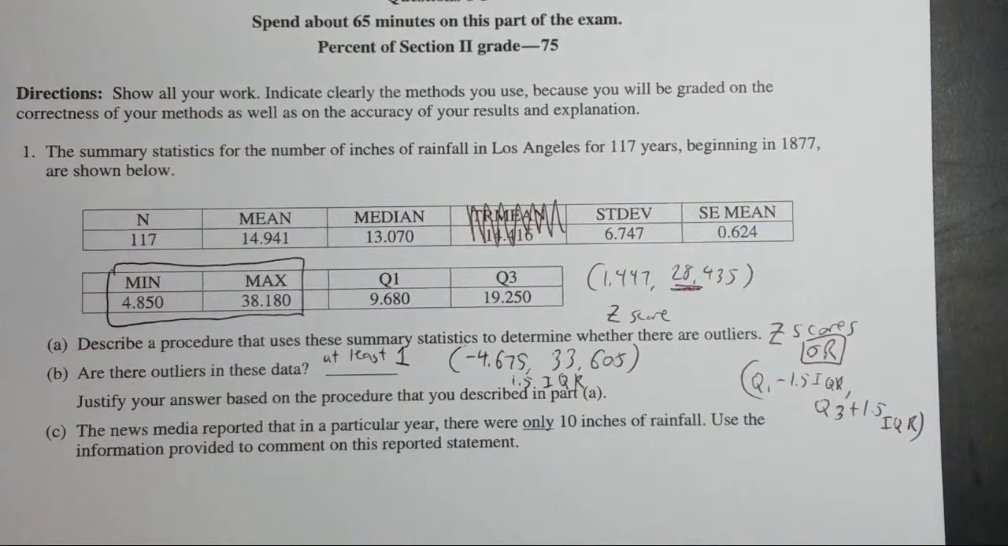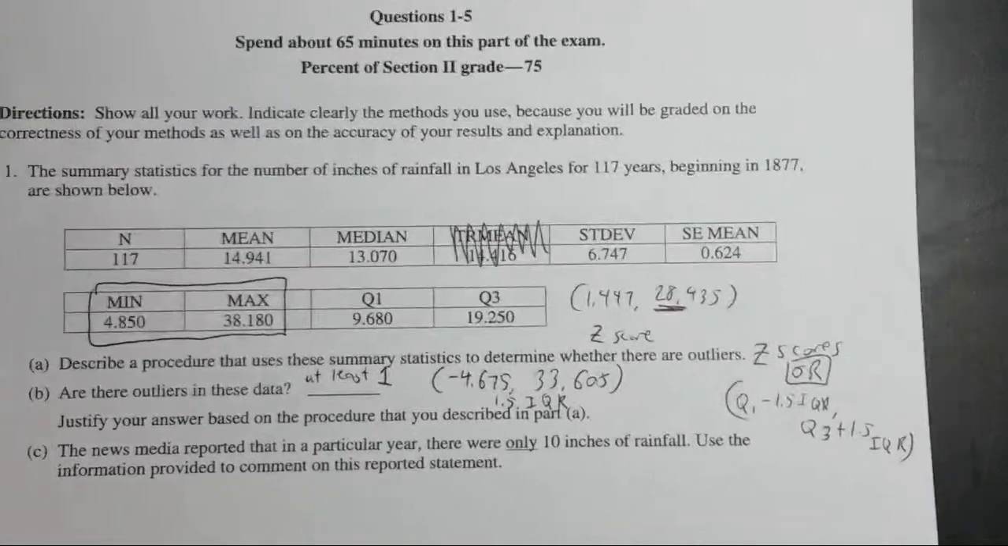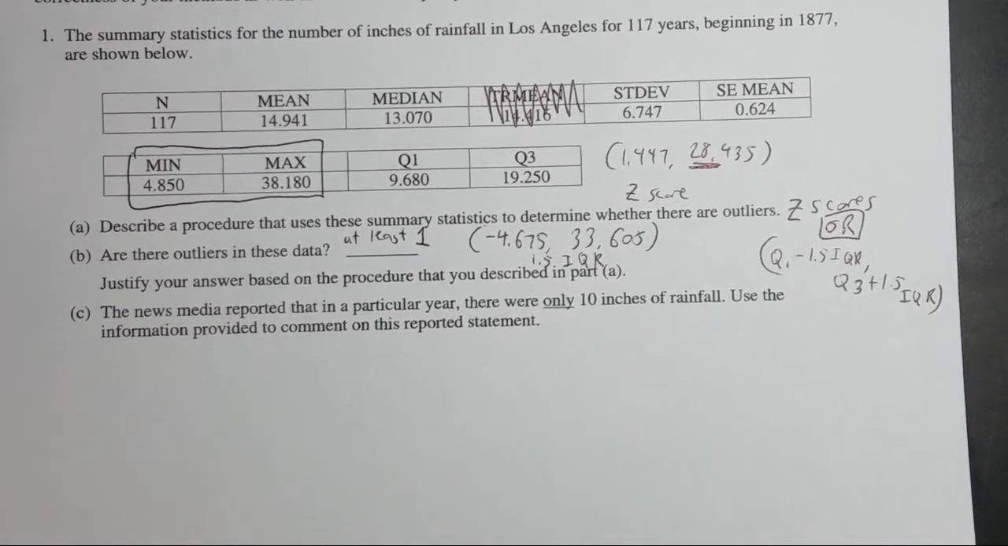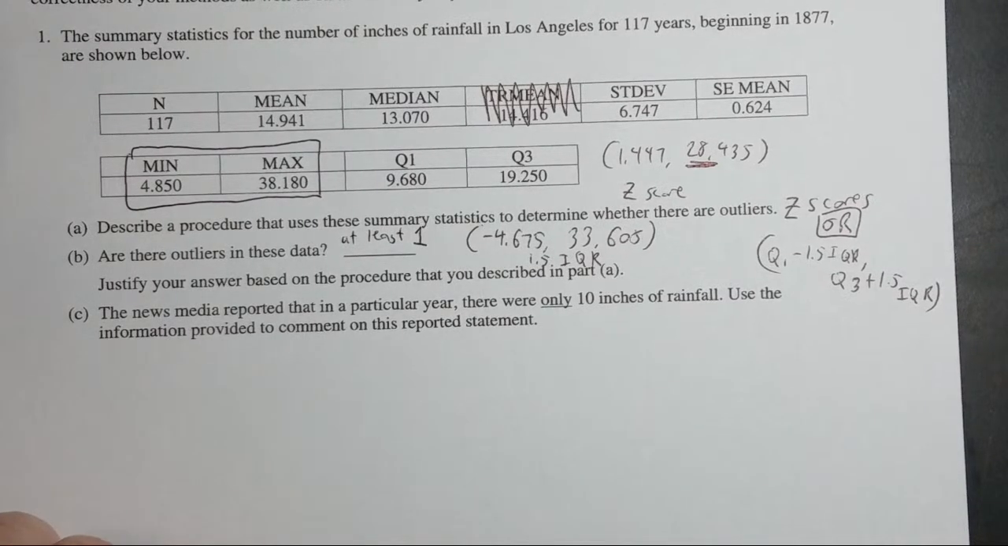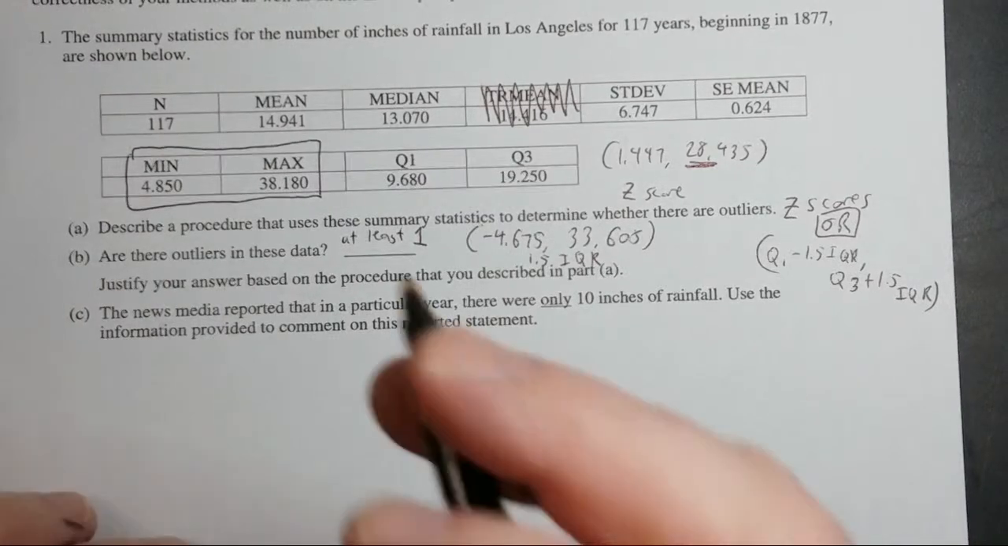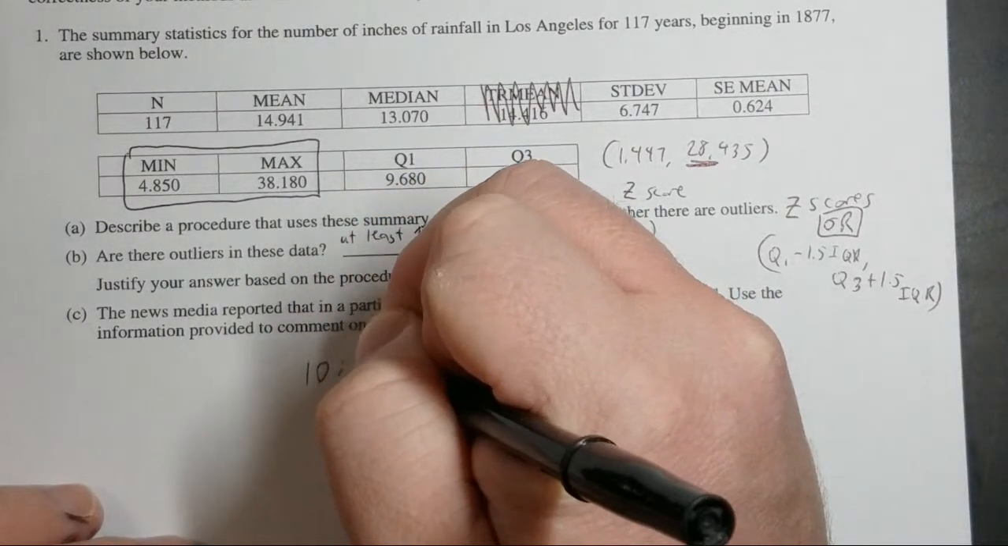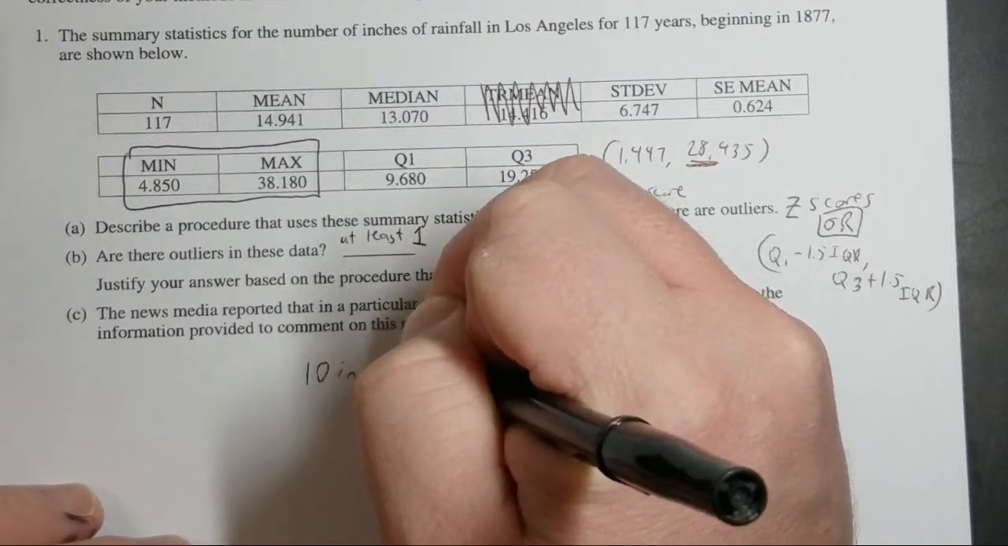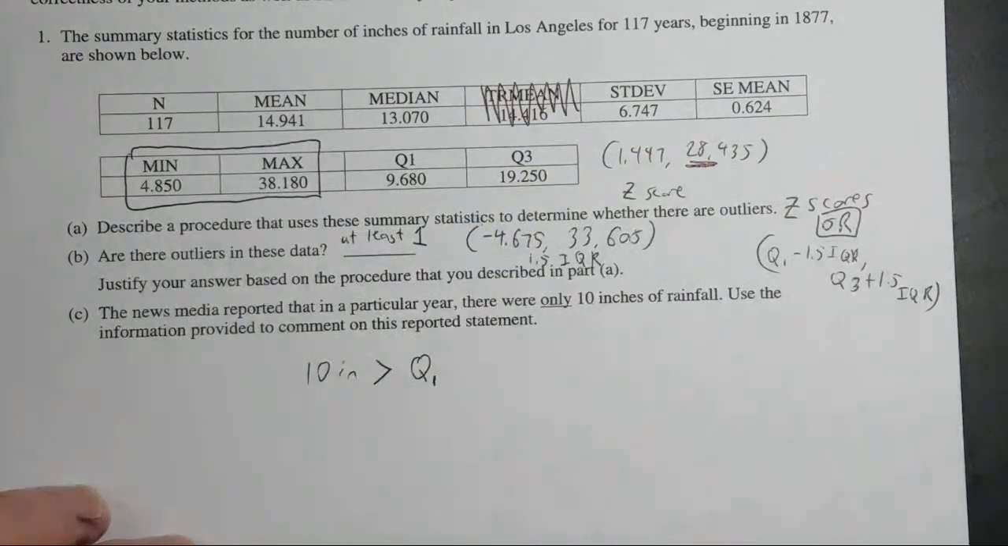Part C. The news media reported that in a particular year there were only 10 inches of rainfall. Use the information provided to comment on the reported statement. I'm just going to walk you through this one because I want to make sure I get to some of the other problems here. This one's a little more straightforward than normal. Only 10 inches of data? There are two ways of dealing with 10 inches of data. Number one, 10 inches of data is greater than Q sub 1.